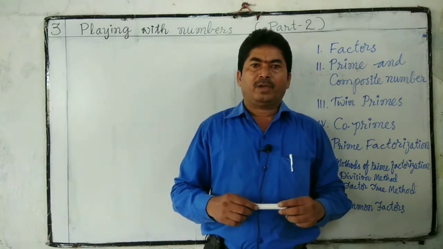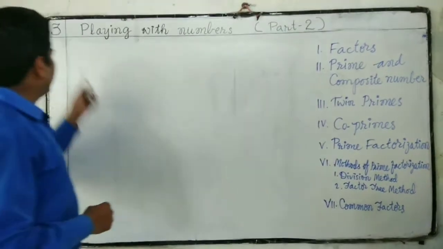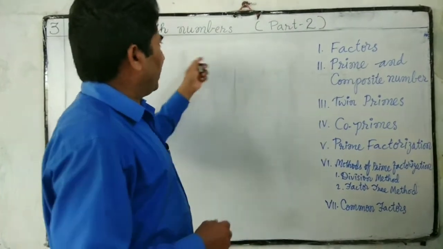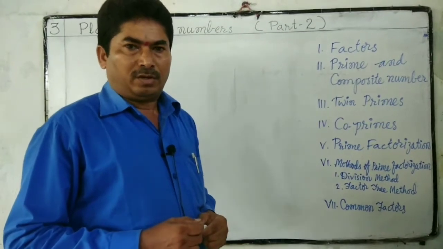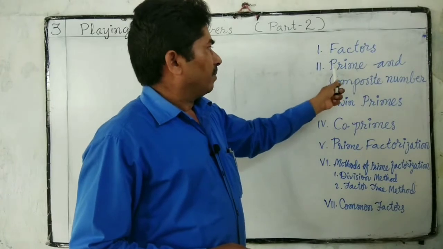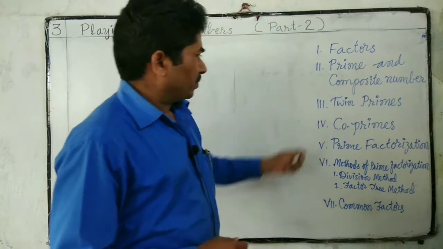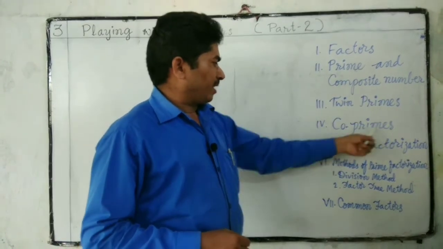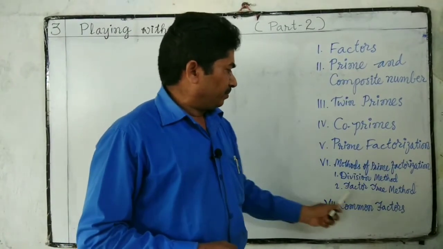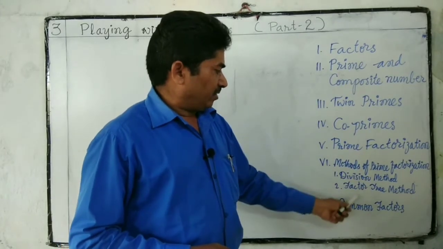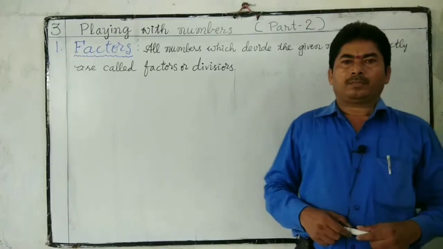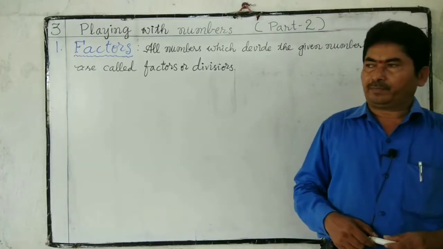In this video, I would like to teach you Chapter 3, Playing with Numbers. This is the part 2 video on playing with numbers. In this video, we are going to learn factors, prime and composite numbers, twin primes, co-primes, prime factorization, and methods of prime factorization. They are division method, factor tree method, and common factors. Let us learn one by one.